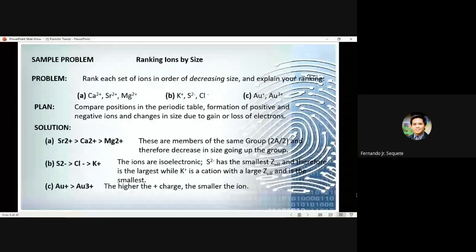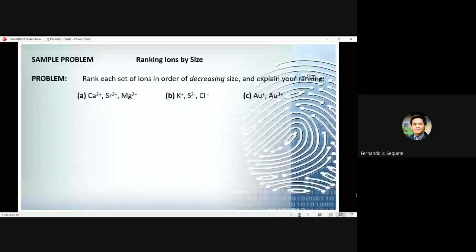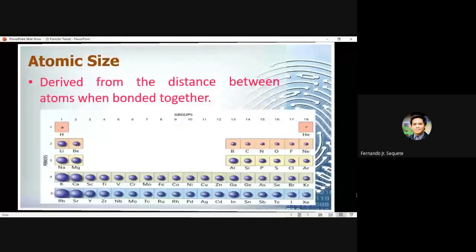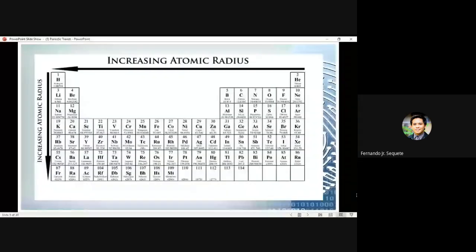Titingnan natin if they are in the same period. We have potassium. No, they are not in the same period, no? Ang the same period lang is yung sulfur at saka yung chlorine. Nasa baba yung potassium, no? Sulfur is number 16, chlorine is 17, potassium is 19. Okay. So magkatabi ang sulfur at chlorine and then nasa ilalim ang potassium.